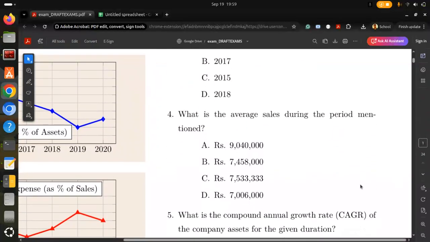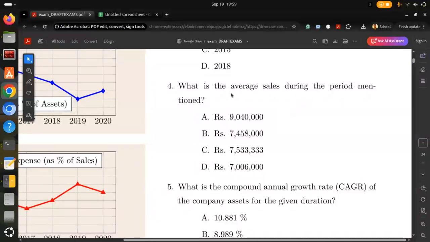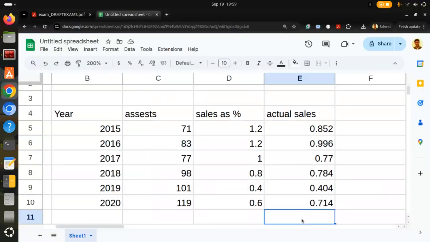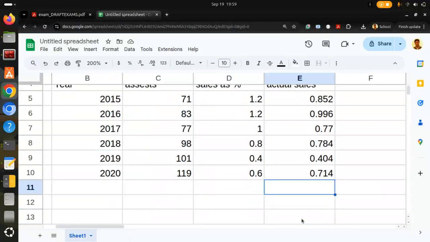What is the average sales during the period mentioned? What is the average sales during the entire period? That means now I need to find the average of the sales. So actual sales I have. Because I have done this calculation, first the sum is 4.52 crores, and that will be divided by how many years there are? 6 years. 1, 2, 3, 4, 5, 6.